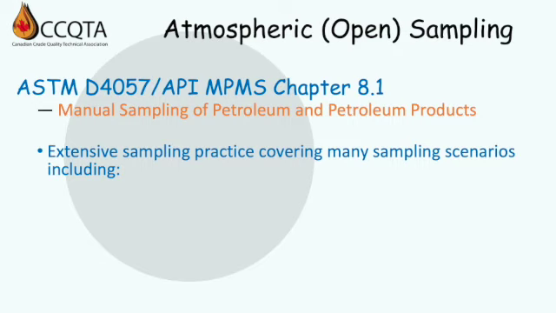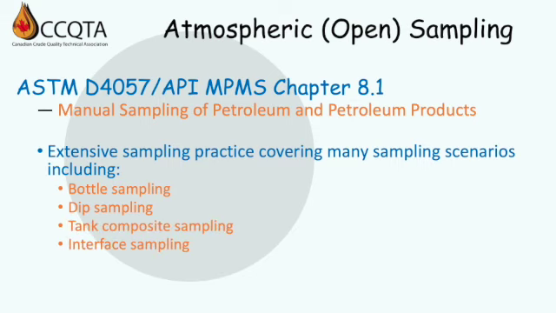ASTM D4057 API MPMS Chapter 8.1 is the standard practice for manual sampling of petroleum products. This is an extensive sampling practice that covers many sampling scenarios, including bottle sampling, dip tube sampling, tank composite sampling, interface sampling, and tank bottoms. Pressurized sampling is also included in this sampling practice. However, we'll discuss that later on in more detail.